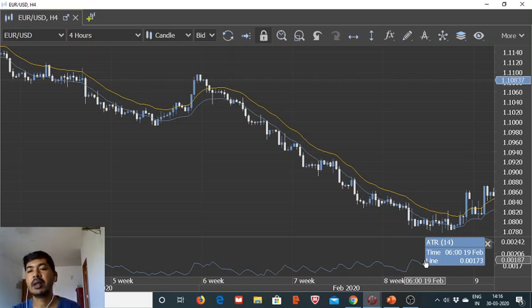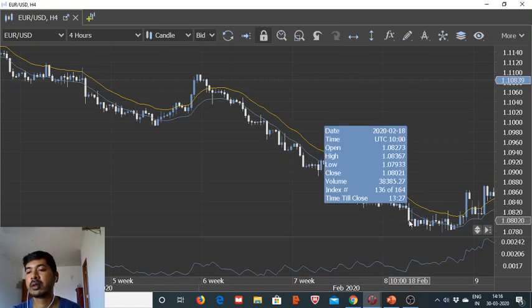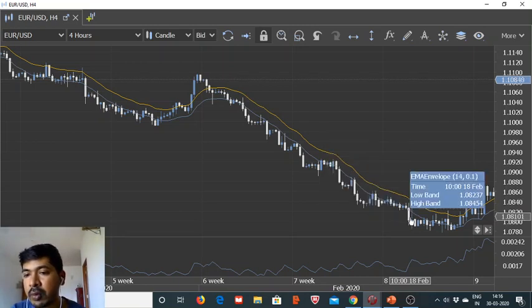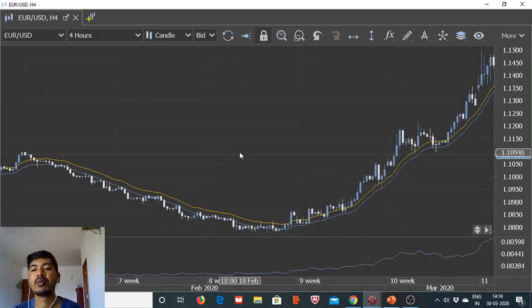So we can define a condition where there is a difference between the open price and the closing price of at least 15 pips or more than that. And I think it should be good enough.